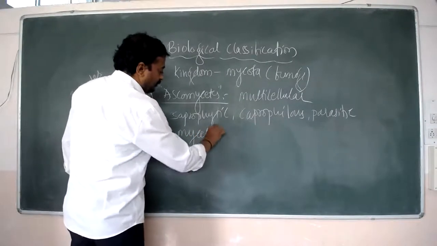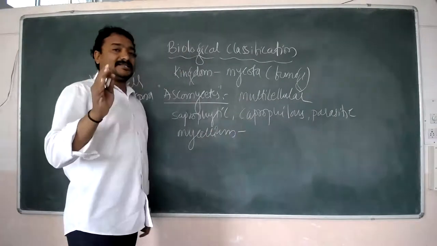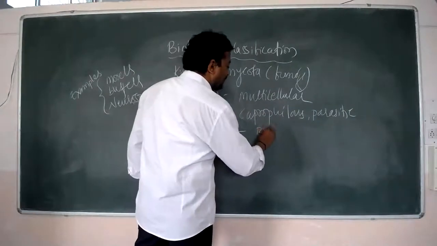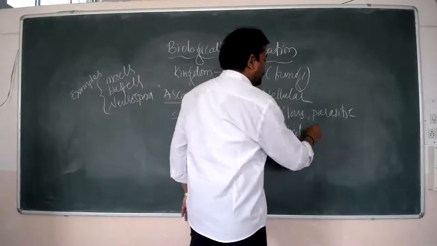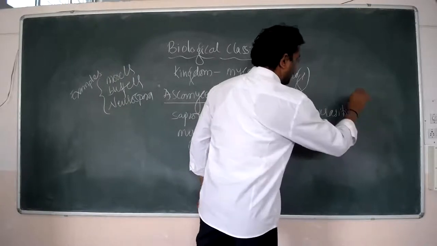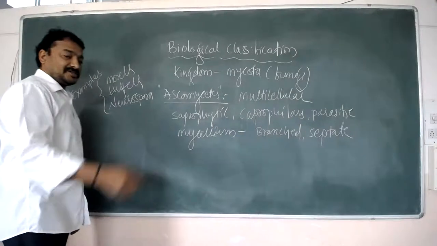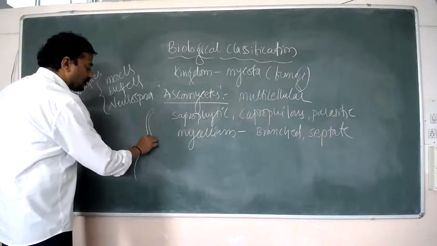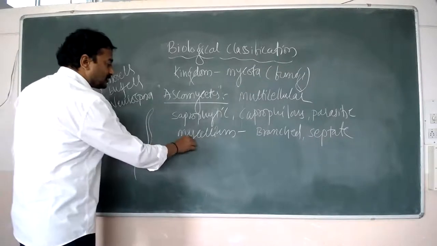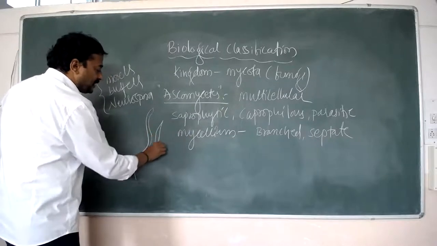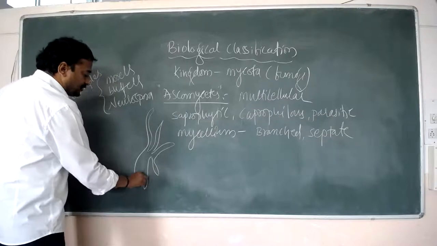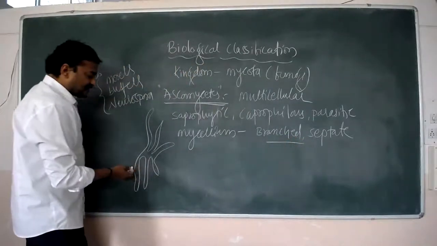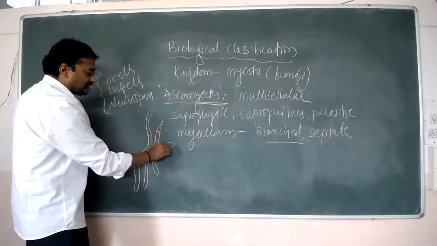Mycelium, you know, is a network of hyphae. Hyphae is a long thin thread-like structure, and this mycelium is branched and septate. In the introduction class to kingdom Mycota, I told you that the long thin thread-like structure of fungi is known as hyphae, and a network of such hyphae is called mycelium. In this particular group, Ascomycetes, the mycelium is branched like this, and septa are present like this.